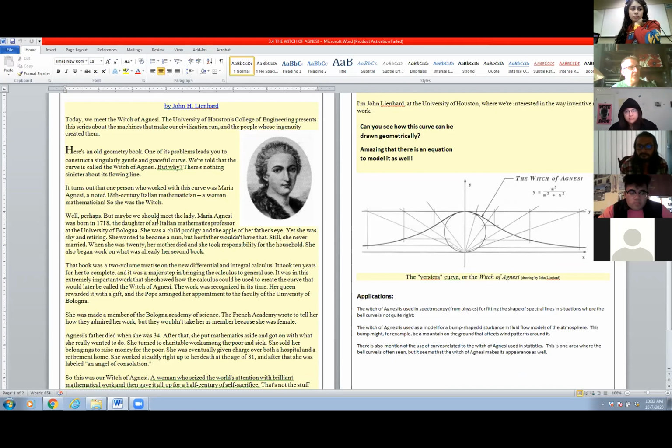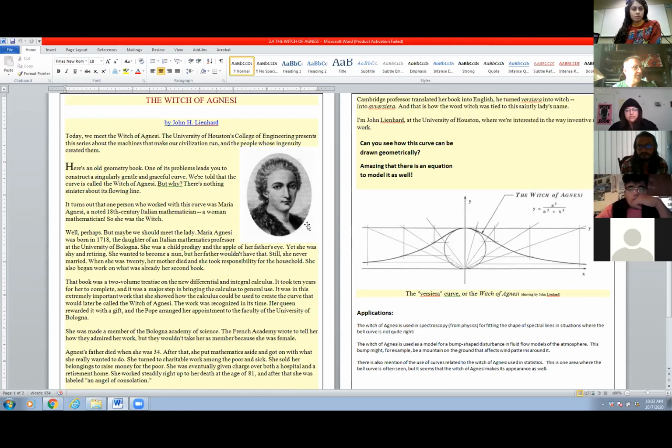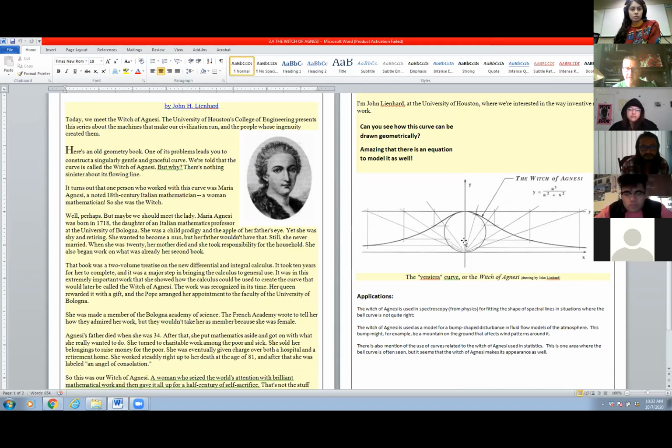But there's an interesting story as to how this curve that she came up with back in, let's see, what year is this? I'm sure that's in here somewhere. She was born in 1718, whatever, 300 years ago. She came up with a curve that none of you have seen before, and it's really kind of beautiful.